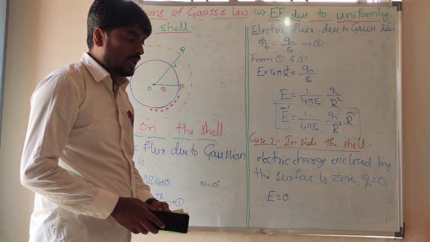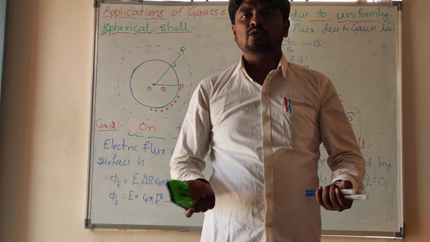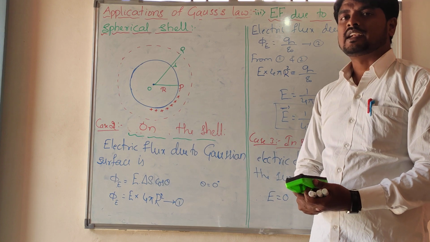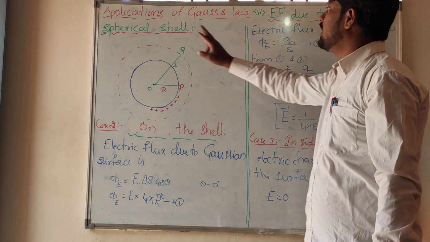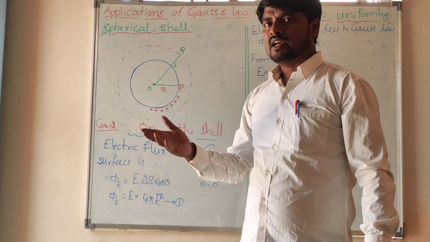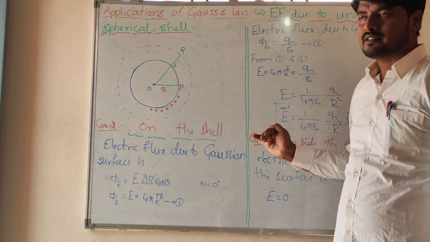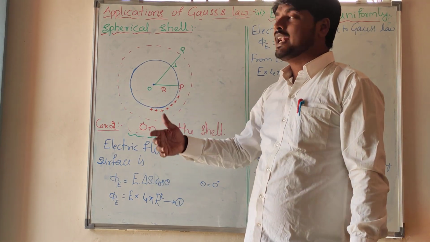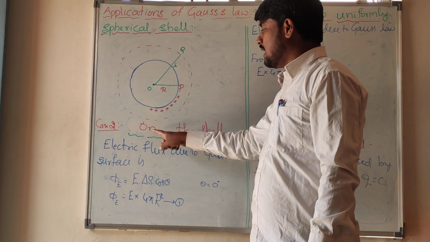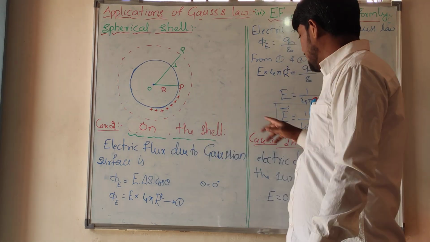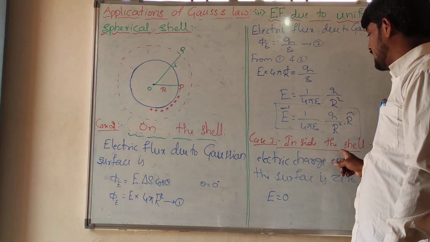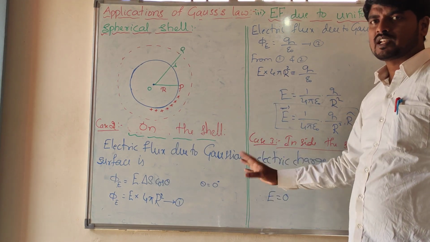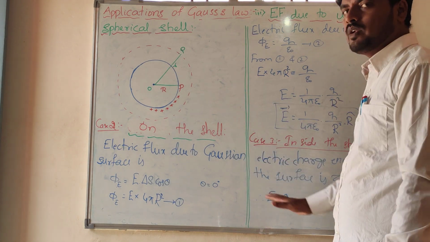In the examination, the examiner may be interested in any two of the special cases. He may ask, state Gauss's law in electrostatics and hence derive the electric field due to a uniformly charged spherical shell. Then you have to write all 3 special cases. Suppose he asks for the electric field outside or on the shell, or inside the shell, then you have to write only that part. So he may ask any two special cases or all 3 cases, depending on his interest.